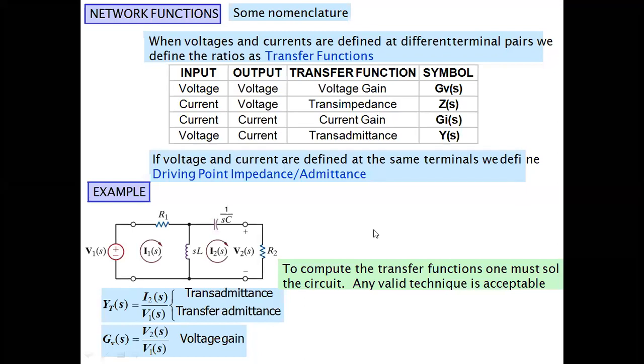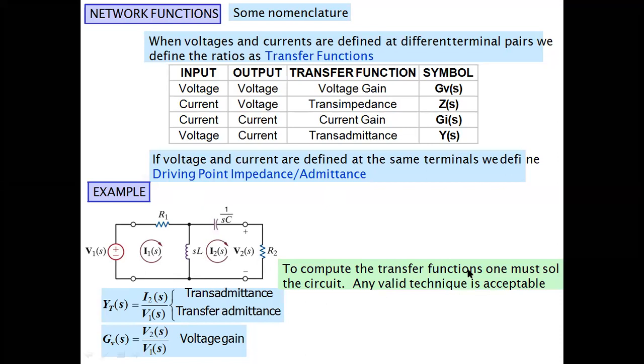At that time, if the values of voltage and current are defined at the same terminal, we call this a driving point impedance or a driving point admittance. We can see one example here: a circuit in which an inductor, a resistor and a capacitor are used.